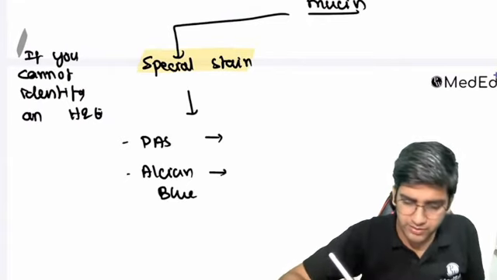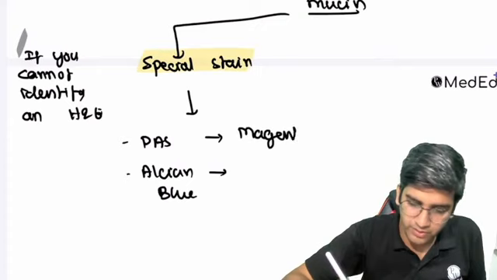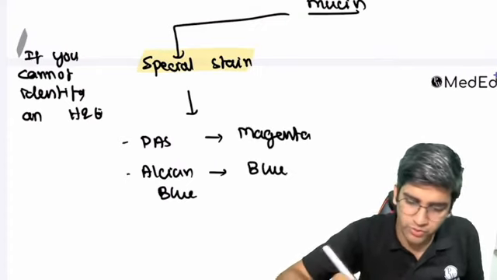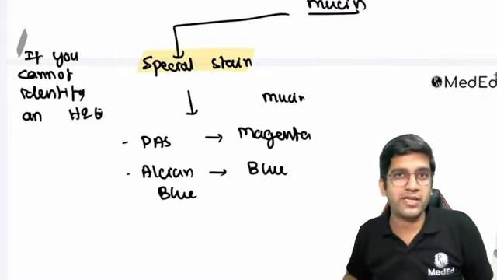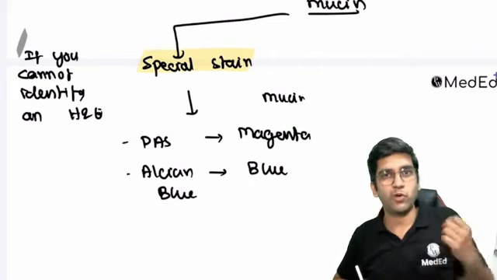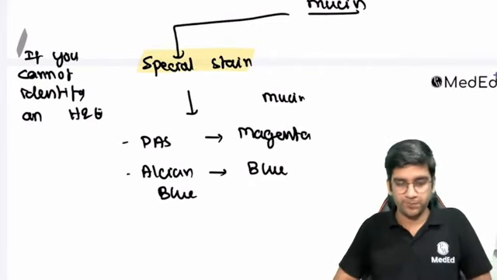PAS makes the mucin magenta pink in color. It stains the mucin magenta color, and Alcian blue, like the name says, it'll stain the mucin blue in color. So fat will not be stained by PAS or Alcian blue. So once it's stained, I'll be more than happy to call it, okay, this mucin positive goblet cell as Barrett's esophagus, right? As simple as that.